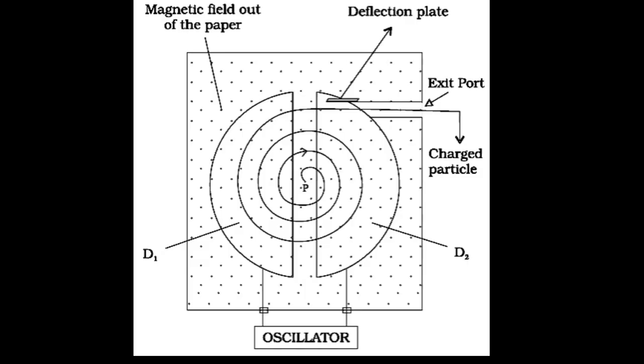The Ds are connected to a very powerful high frequency AC oscillator. The electric field is provided in the gap between the Ds. Inside the Ds, it is noted that the electric field is zero, or the potential is constant. The whole apparatus is placed in a magnetic field.